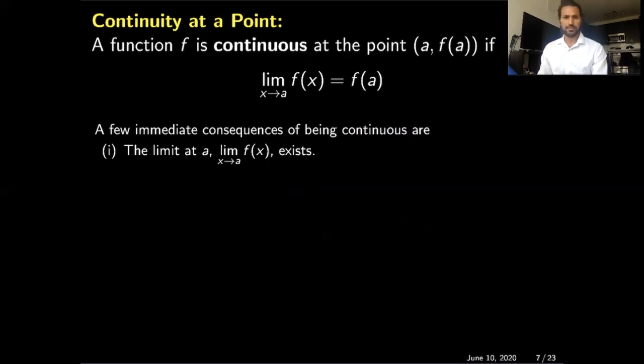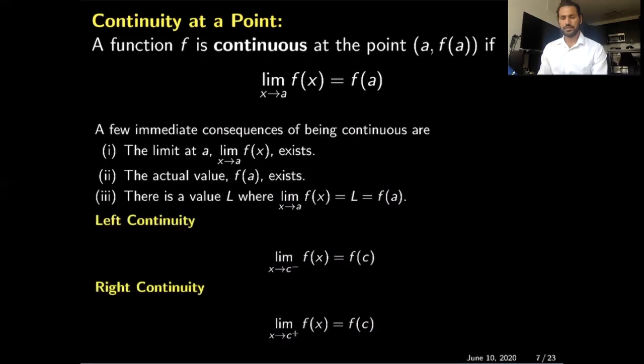That will exclude the possibility of the function having a jump. The second, the value of the function exists. And the third is the limit should be equal to the value of the function. If these three conditions hold, then we will say the function is continuous. The limit should exist, the value of the function should exist, and the limit should be equal to the value of the function.